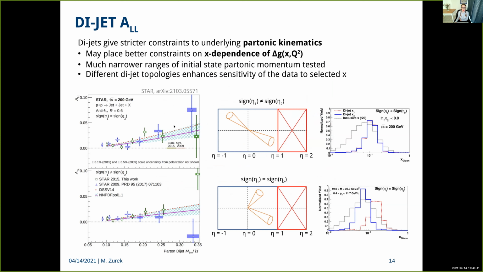So here you can see the results with the same color scheme as on the previous slide. The new data are in green, and you can see what regions of x the gluon is probed for two different topologies, so-called, of our event. When we have a more symmetric topology, where we have one jet on the east side of the zero, one on the west side, the x is more symmetric for two jets, but it's also narrower than for inclusive jets. Therefore, we have better constraint on it. And for more asymmetric collisions, we are shifting towards a bit lower x.